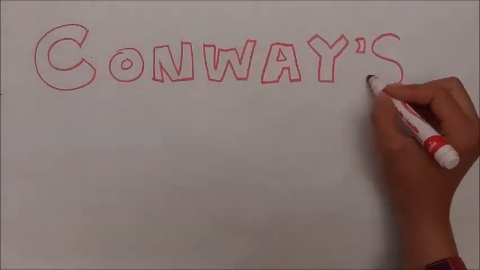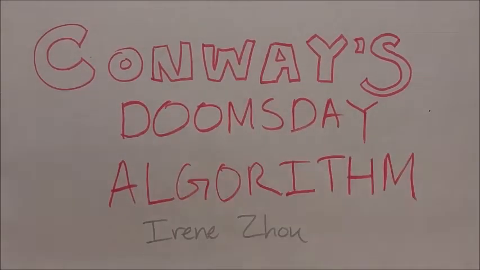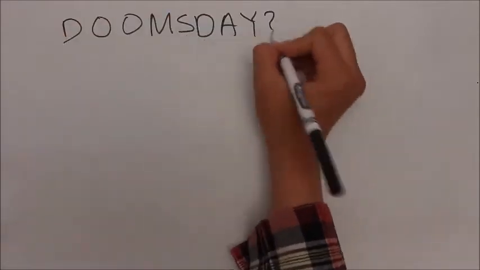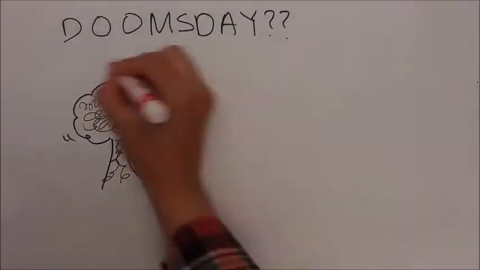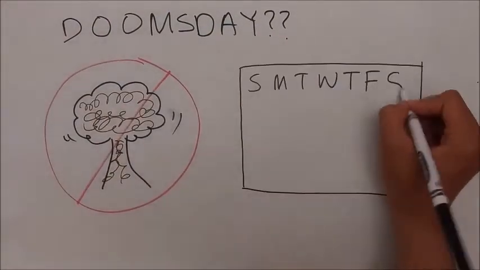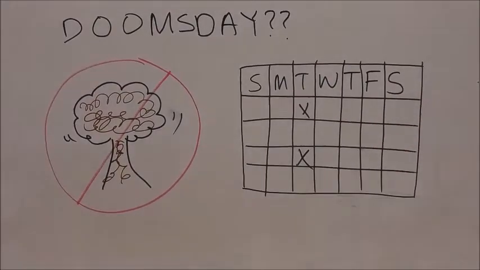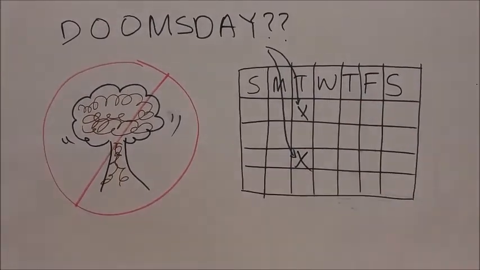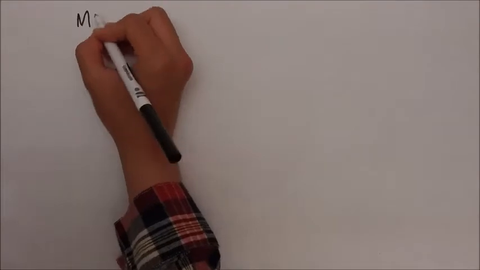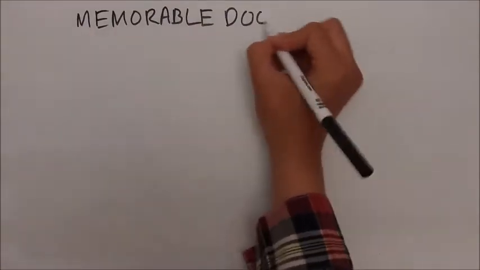Conway's Doomsday algorithm for calendar calculations. First of all, what is a doomsday? Contrary to its most common usage, doomsday in this context refers to certain dates in a year which always fall on the same day. There are a few particular easy-to-remember doomsdays.